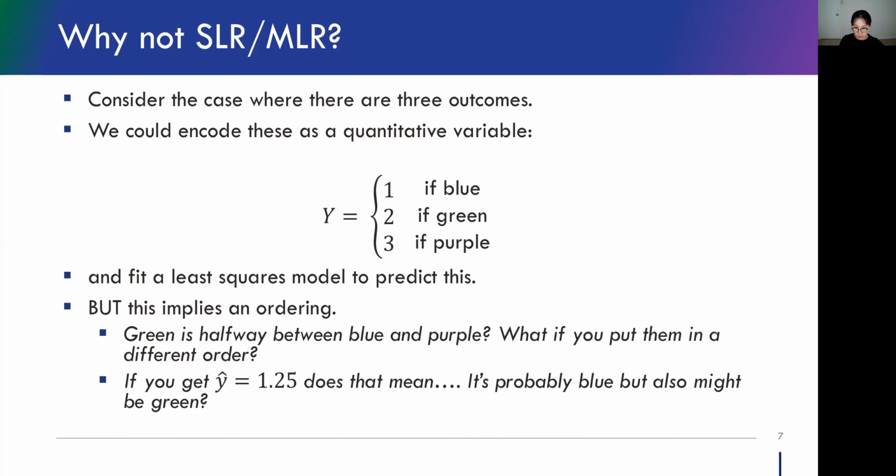And what if when you do prediction, you get something like 1.25? What does that mean? It's probably blue, but also might be green. So in this case, it just does not make sense if you do something like this, right?